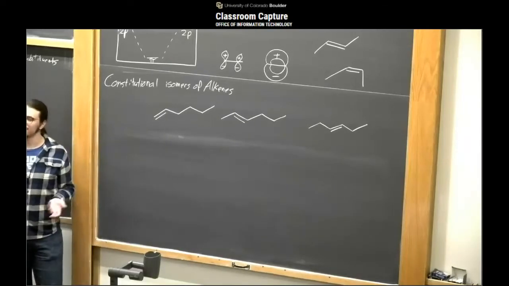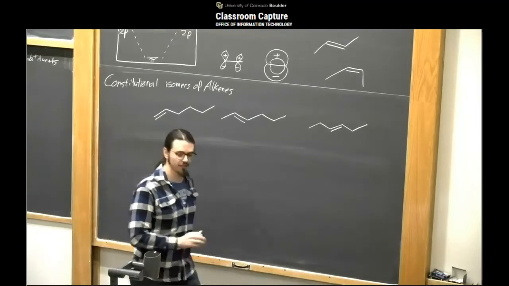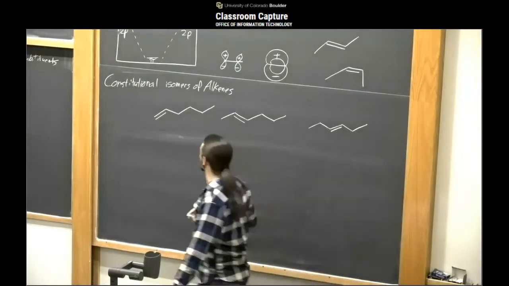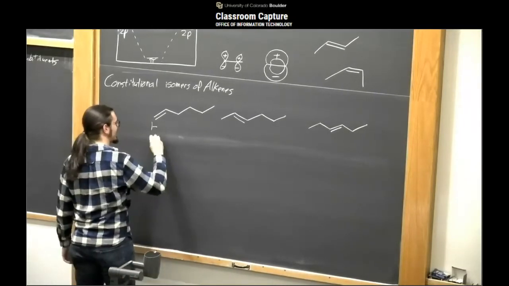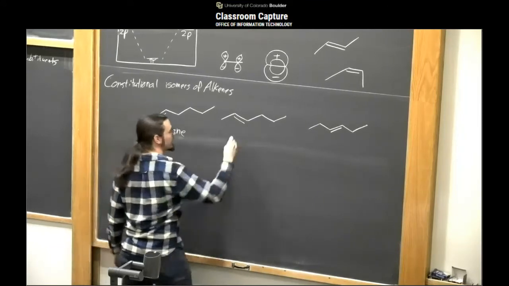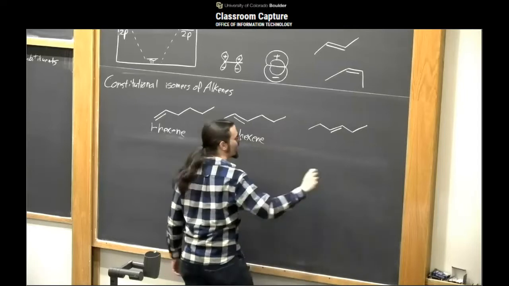So this is the first kind of alkene isomer that you'll see, and these are constitutional isomers. They have the same molecular formula. The difference is the bonding in the molecule, where this one's 1-hexene, 2-hexene, and 3-hexene.